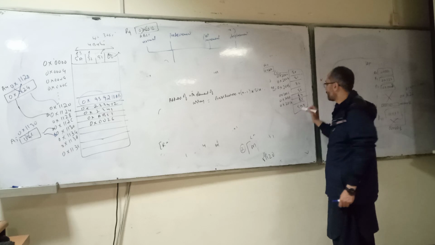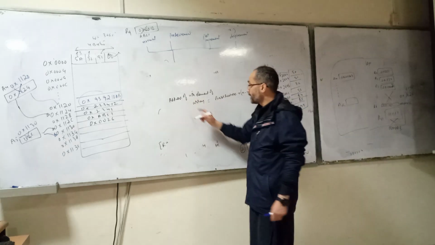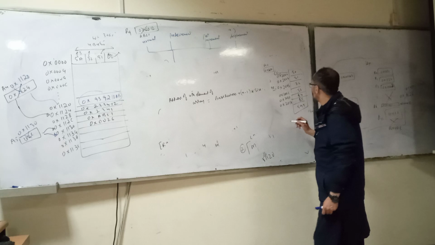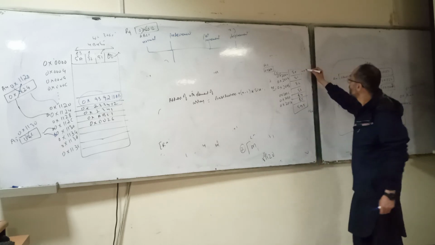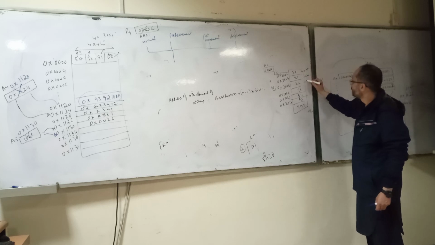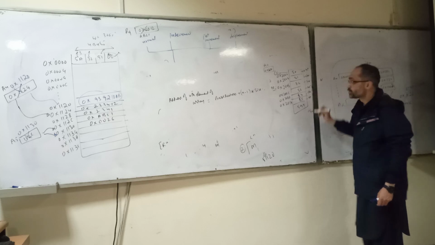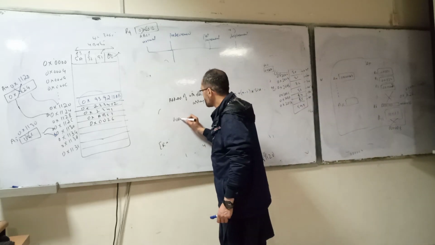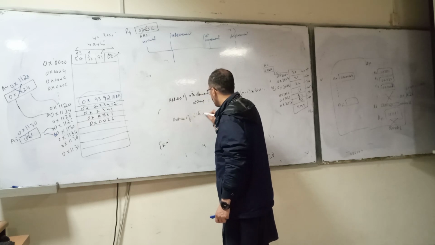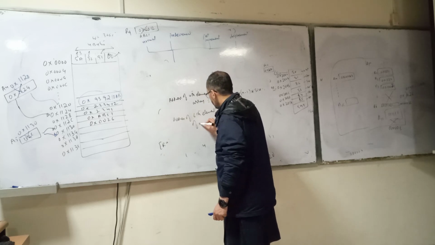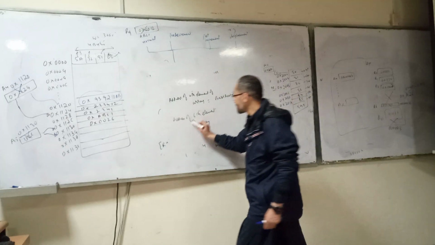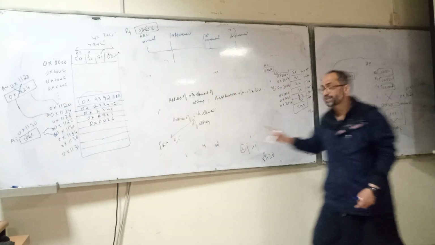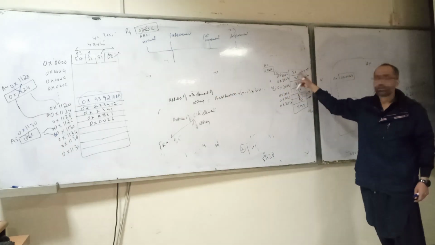0x2014 is the address. Now, what is the address of the sixth element of the array? Counting 0, 1, 2, 3, 4, 5: this is the first element, this is the second, third, fourth, fifth, and sixth. The sixth element is actually index 5, because the indexing starts from index 0.